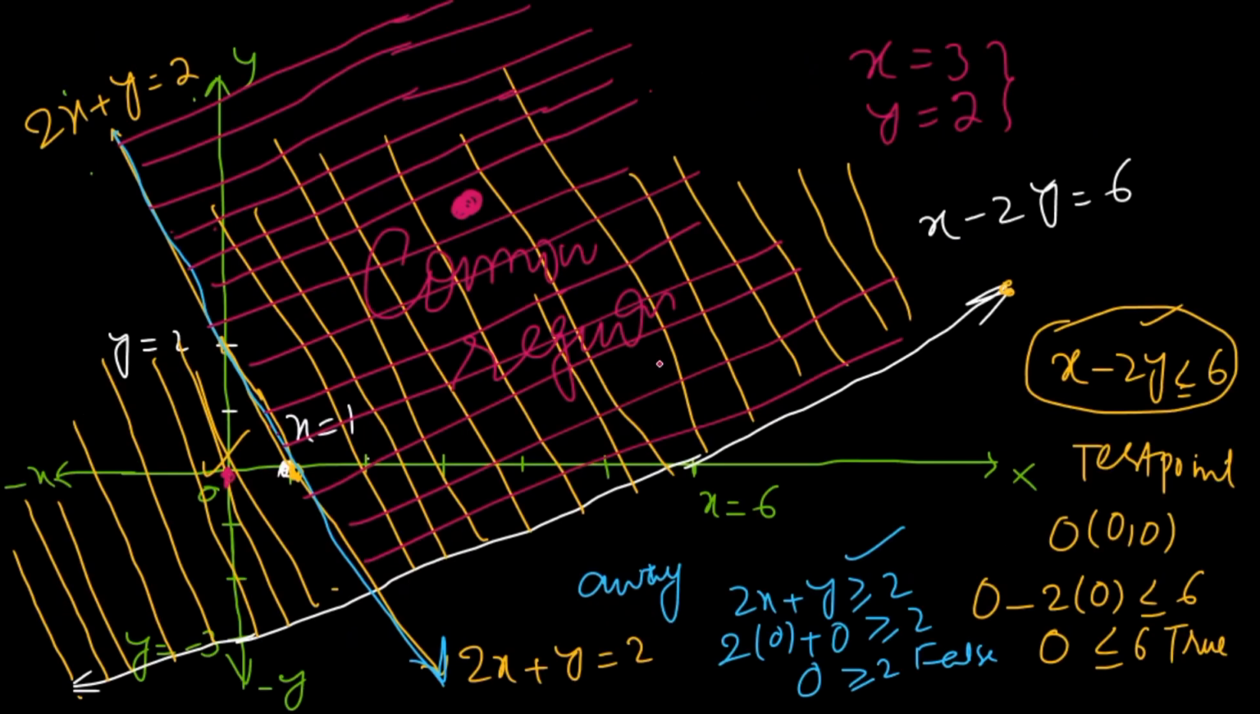So the common region or the shaded region here shows the solution region of the given system of linear inequalities. This shows that any point of this solution region will always satisfy the given inequalities.